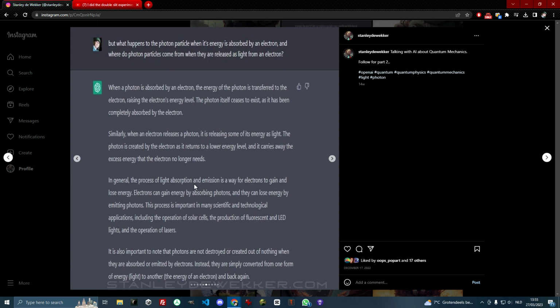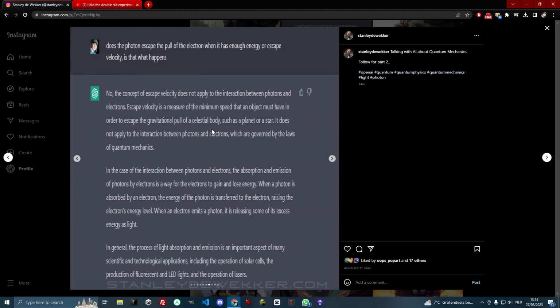In general, the process of light absorption and emission is a way for electrons to gain and lose energy. Blah blah blah. So, does the photon escape the pull of the electron when it has enough energy, or escape velocity? Now, escape velocity is what happens with celestial bodies, but I'm trying to get some answer from them. No, the concept of escape velocity does not apply to interaction between photons and electrons, of course not. Escape velocity is a measure of the minimum speed that an object must have in order to escape the gravitational pull from the celestial body.